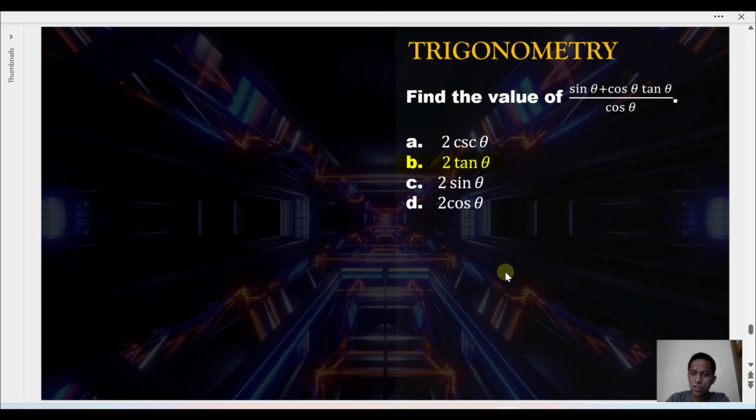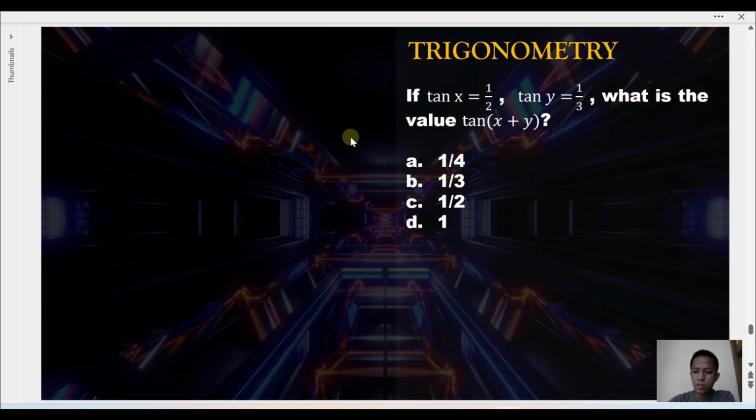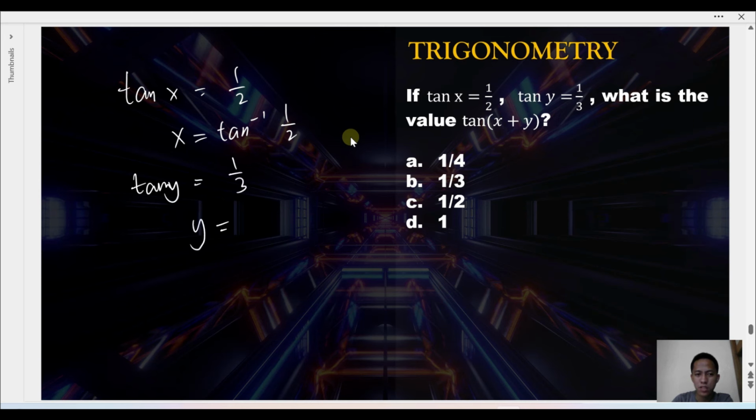So ayun guys. We have here our next problem. If tangent x is equal to 1/2 and tangent y is equal to 1/3, what is the value of tangent x plus y? So tangent x equals 1/2. Therefore, x is arctan 1/2. Okay, so yung y naman, since tangent y is equal to 1/3, therefore, y is arctan 1/3.